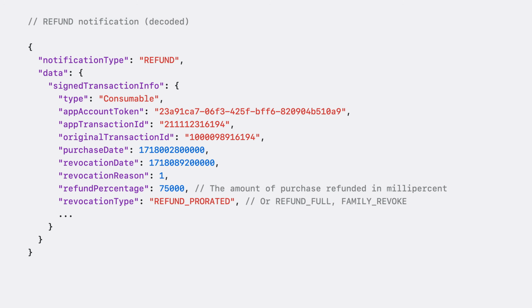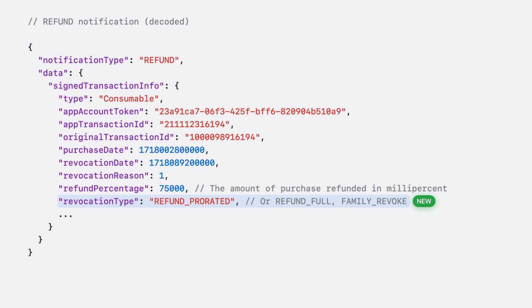Here's a sample refund notification. You can now understand how much of a refund was granted by the App Store using the new refund percentage field. In this case, a 75% refund was granted, so you can take the appropriate action for the consumed product. When using this field, remember that App Store Connect is your source of truth for all financial and accounting purposes.